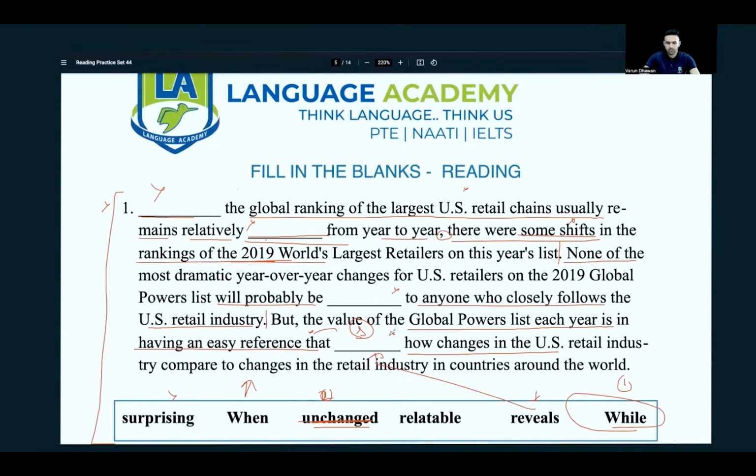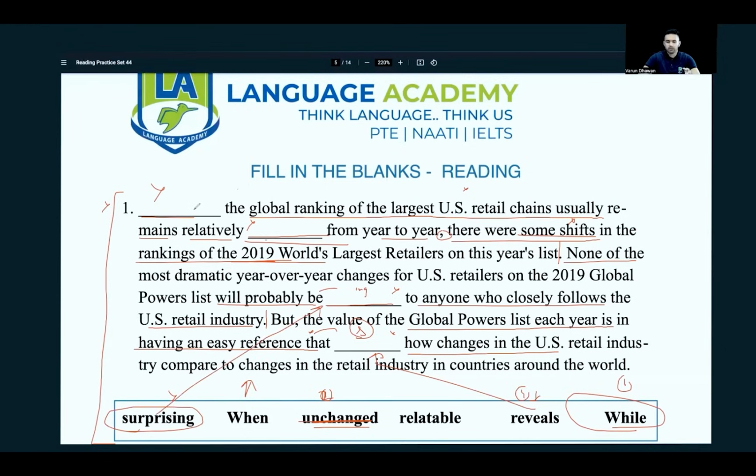After that, you'll have a word ending with S. So reveals is gone, while is gone, unchanged is gone. We are left with three options and one blank. Still not understanding the context 100%, I'll use grammar over here. "Will be, he will be helping me." Most probably we'll have a word ending with ing. How many words do we have with ing? One, that's it. That's all, you don't have to think much.